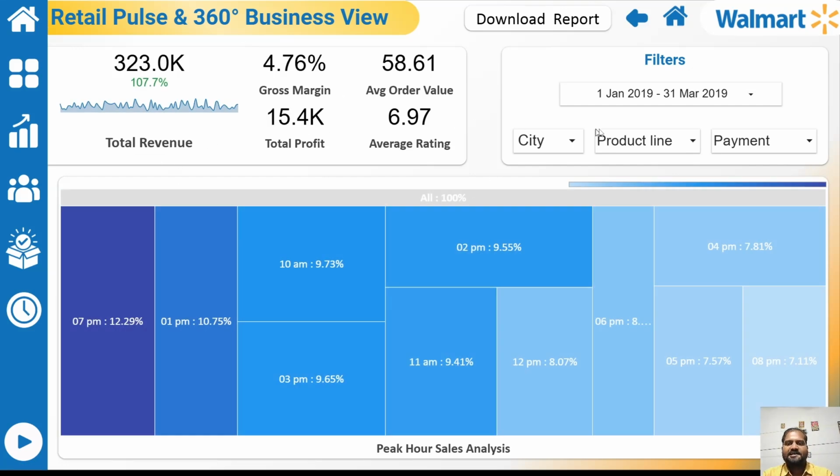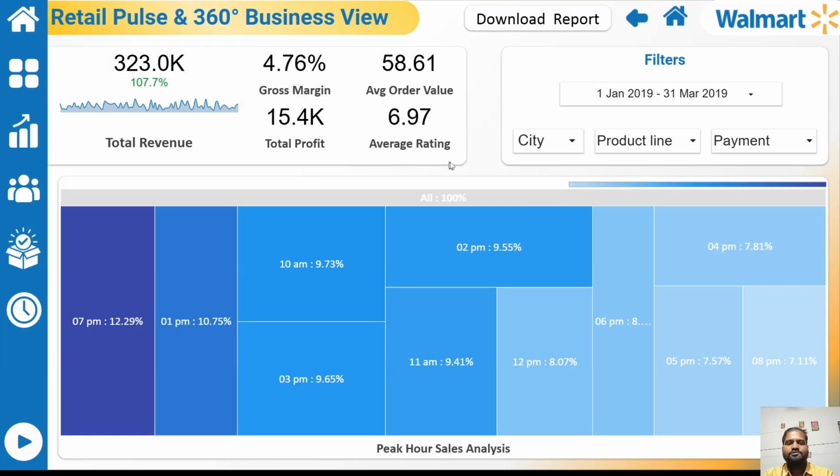Now let's move to the last page for the peak hour analysis. This is the fifth and last page of our dashboard, called peak hour analysis. Here we see a heat map of the sales across different hours of the day. The darker the box, the higher the sales in that hour. From this, we can clearly see that 7 p.m. is the busiest hour with the highest revenue, followed by 1 p.m. and 10 a.m. On the other side, the evening hours after 5 p.m. are slightly less active. These insights help Walmart plan staffing, inventory, and promotions better, making sure that the right resources are available during the busiest hours.